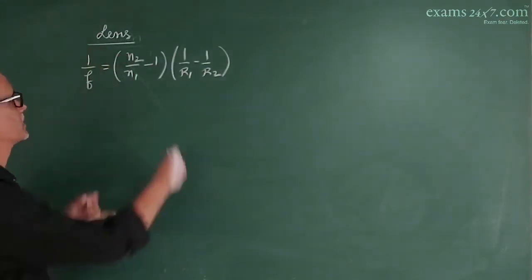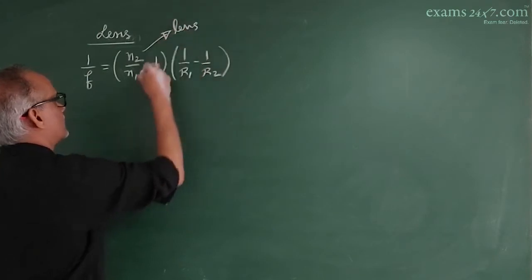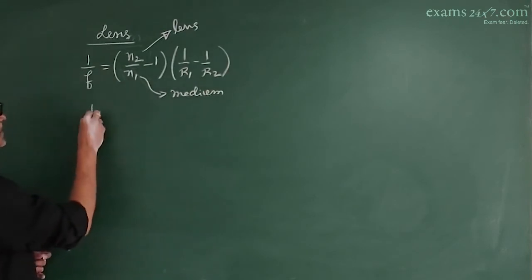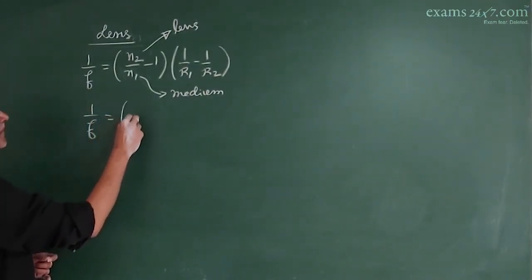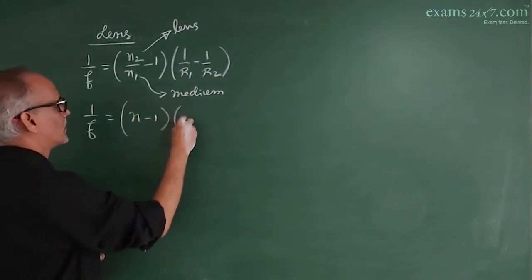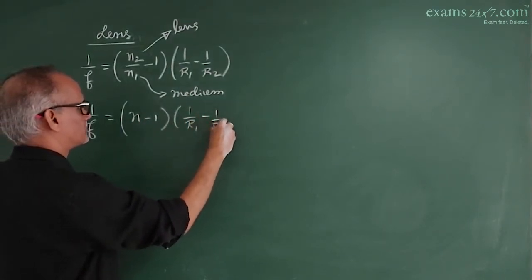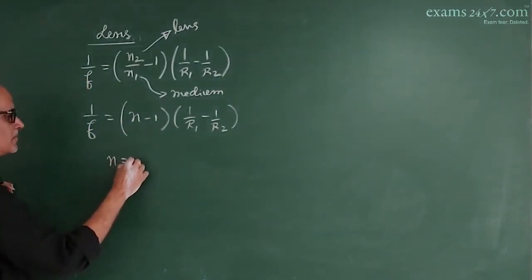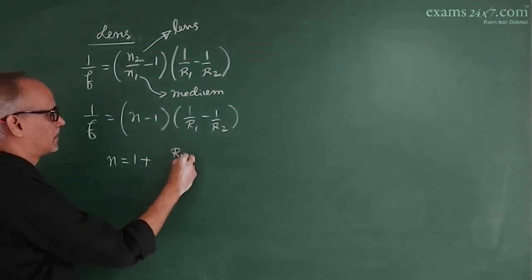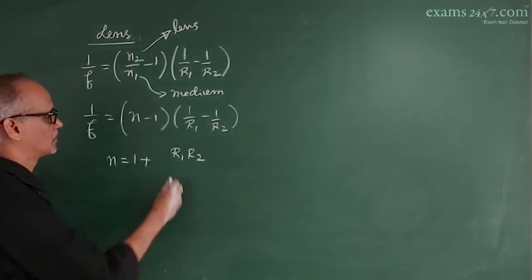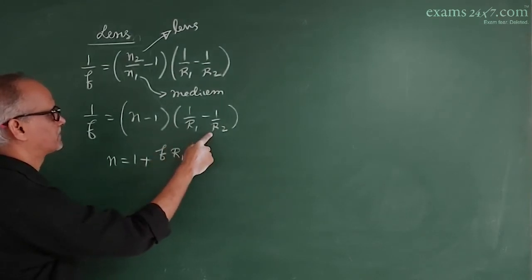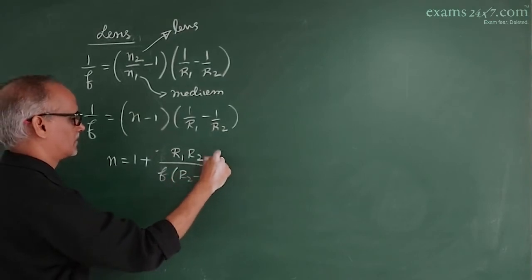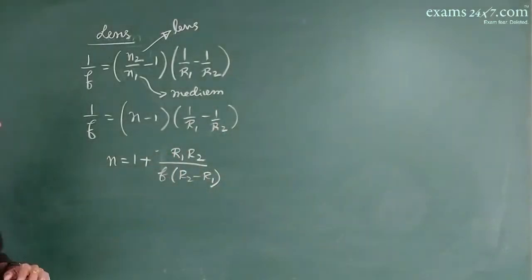n2 is that of the material of the lens, whereas n1 is that of the surrounding medium. Suppose if it is in air, then we write 1 by f is equal to n minus 1 into 1 by r1 minus 1 by r2. If I rearrange this, I'll get an equation for refractive index, n equal to 1 plus r1 r2 by f into r2 minus r1. Same equation rearranged in this particular manner.